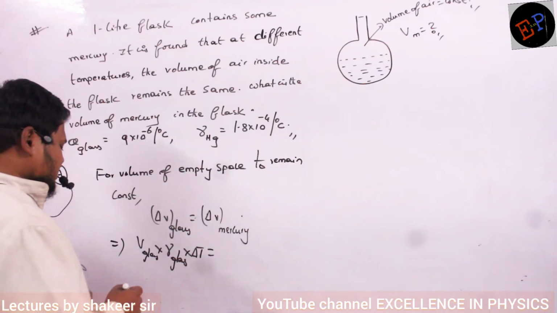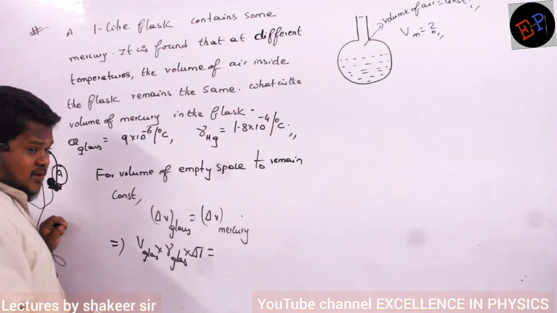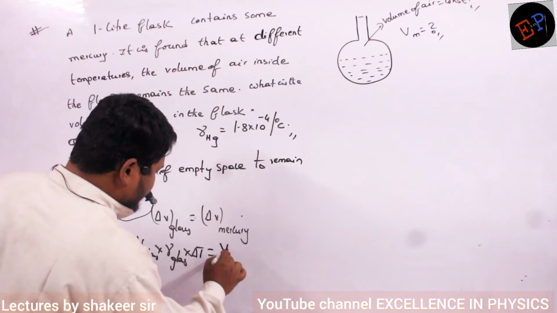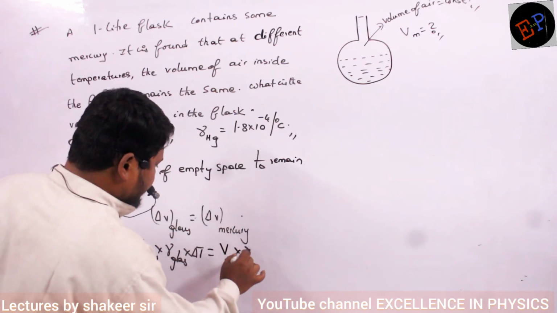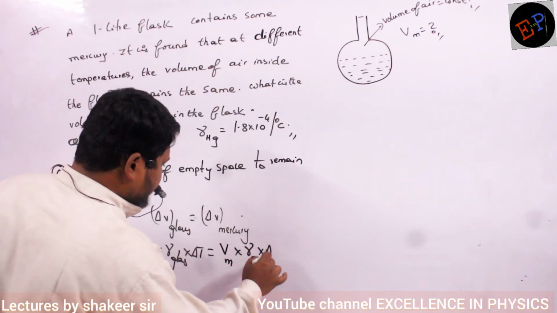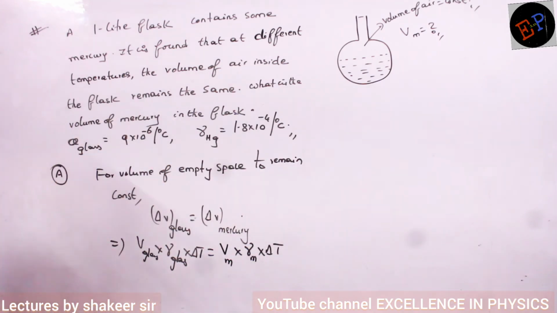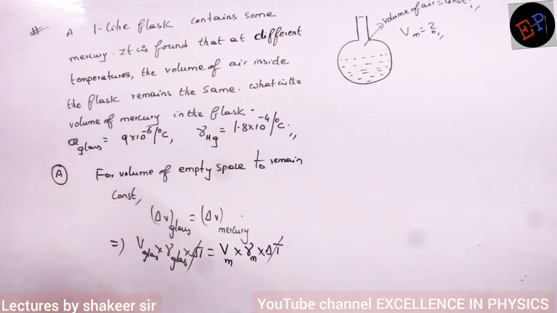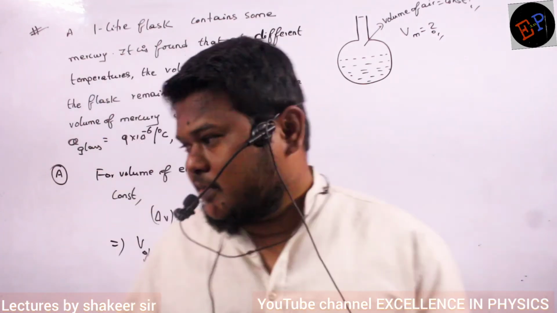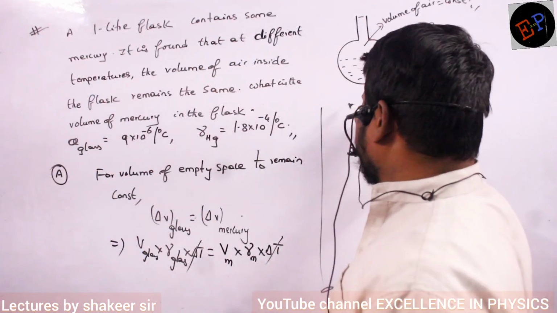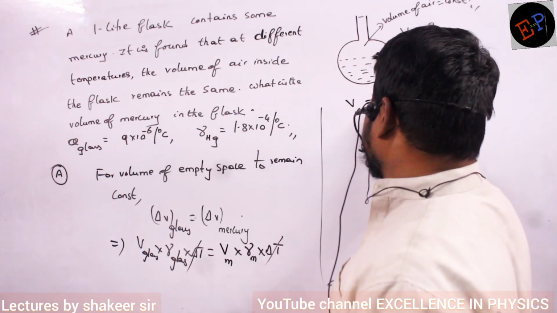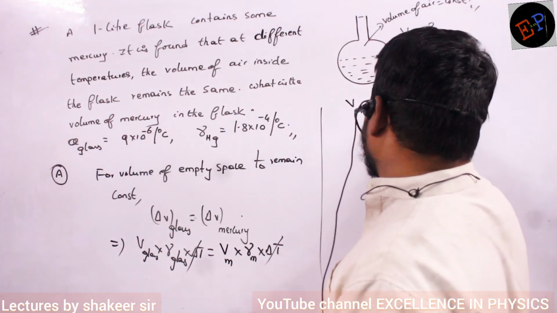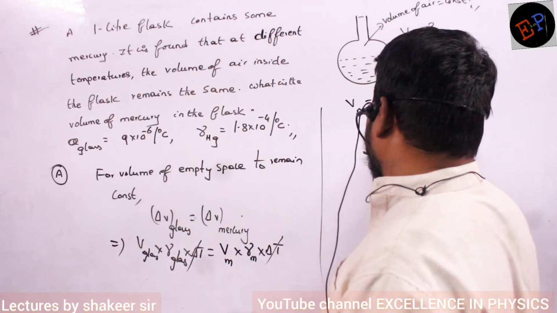is equal to the change in volume in the case of mercury. So I can write volume of mercury multiplied by gamma of mercury multiplied by change in temperature. The change in temperature remains the same, if you heat both of them. So you can cancel them. And what I want is the volume of mercury only. Volume of mercury is equal to volume of glass multiplied by gamma of glass divided by gamma of mercury.